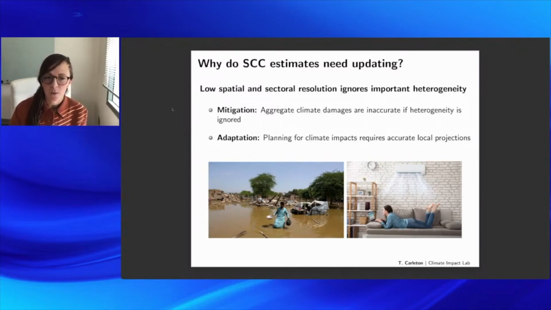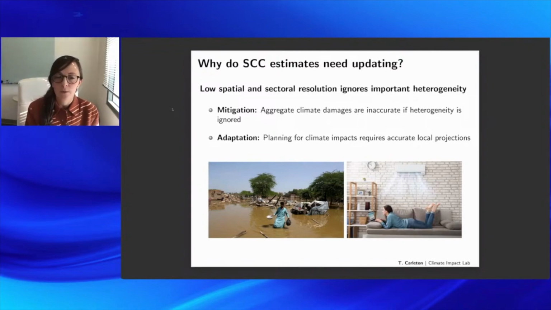So on the one hand, when we're building aggregate SCC numbers of the total global damages that are designed to inform mitigation policies, we are going to get those aggregate climate damage numbers wrong if we mischaracterize or fail to characterize heterogeneity around the world. And that's just because all of these systems are highly nonlinear. So using aggregate damage functions and aggregate exposure to warming is really going to miss the overall number when we think about the extreme amount of heterogeneity that we see around the world.